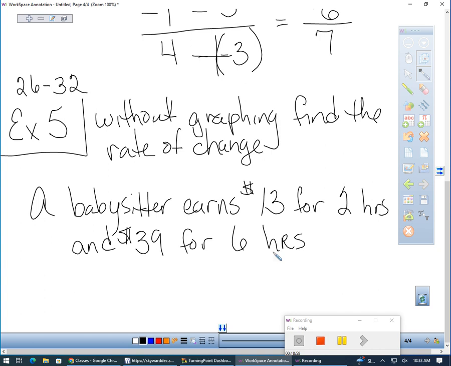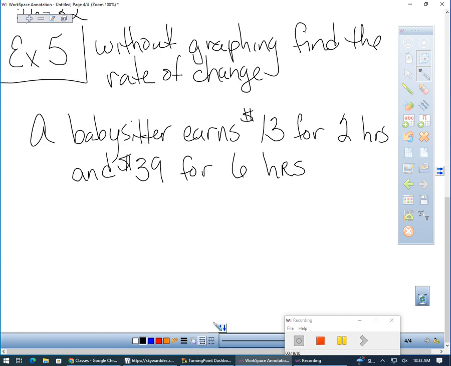All right, so I want you to find the rate of change or the slope for this, which means we need to take this statement and put it into 2 points. All right? Our first point is going to have an x and y, and our second point is going to have an x and y. My first point is going to be this first line. Now here's my question. I have money and I have time. Which one is independent? Very good. So it's going to be 2 and then 13.